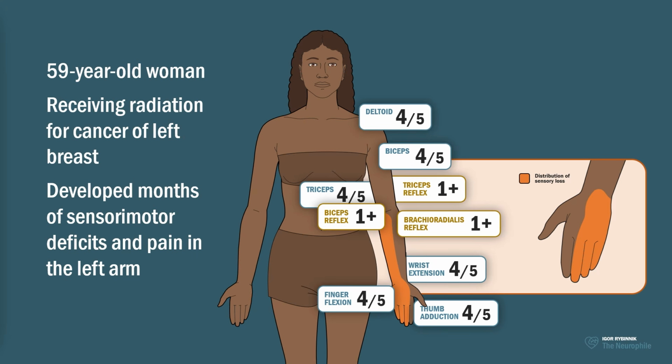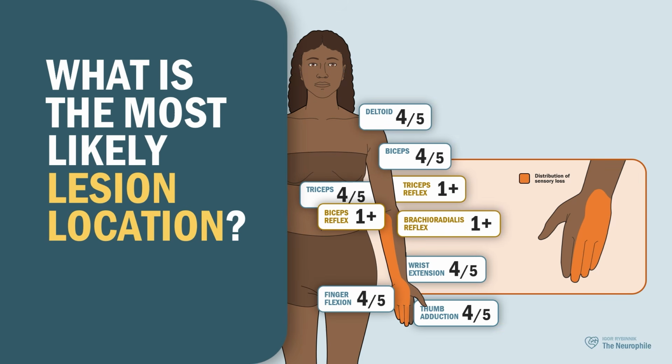Specifically, she has weakness in the deltoid, biceps, triceps, wrist extension, finger flexion, and thumb adduction. She had diminished biceps, triceps, and brachioradialis reflexes. And there is sensory loss on the medial side of her forearm and palm, involving the last 3 fingers. What is the most likely lesion location?